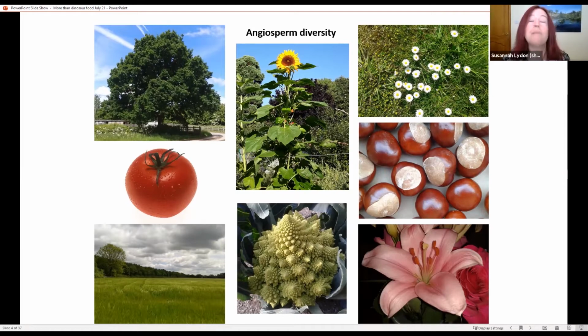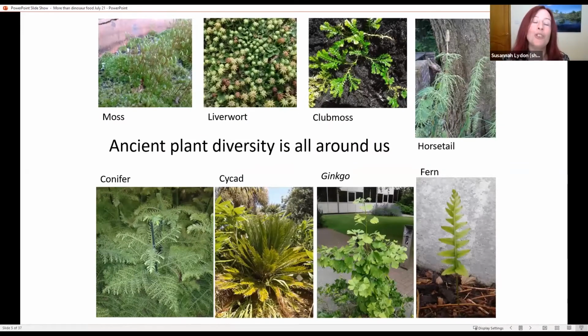However, these flowering plants are really recent, and by recent I mean 100 million years and a bit. And the plants that were around before that are still around us today. So if you went out of your house, went down the road, depending on where you live, you might see some of these plants. Some of them you wouldn't, unless you're like me and you have a Jurassic garden. But everywhere you'll find moss. So moss is a plant.